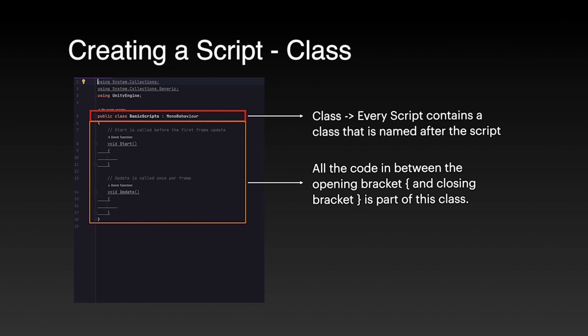So this is a class. Class means every script contains a class that is named after the script. So it's very easy, right? A public class, and our class name is basic scripts, and we are getting it from MonoBehaviour. Then we have curly brackets. Everything inside this section will be under this class. All the code in between the opening bracket and closing bracket is part of this class.